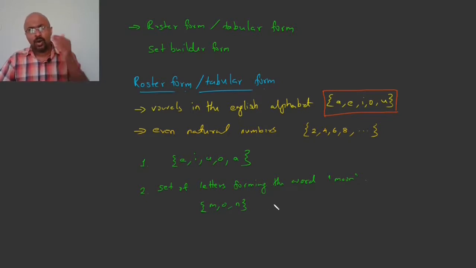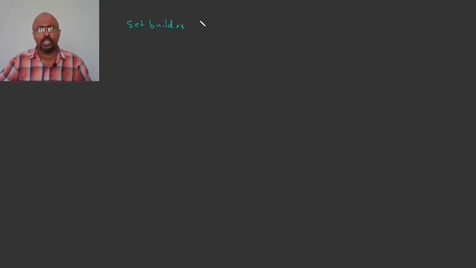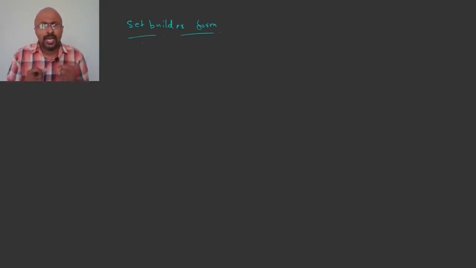So, we studied roster form or tabular form of representation of a set. Let us study the second method, that is set builder form of representation. In set builder form, we are going to write that single common property that all the elements of a set possess, and also that is not possessed by any element outside the set. For an example, we are going to write the set of even natural numbers.